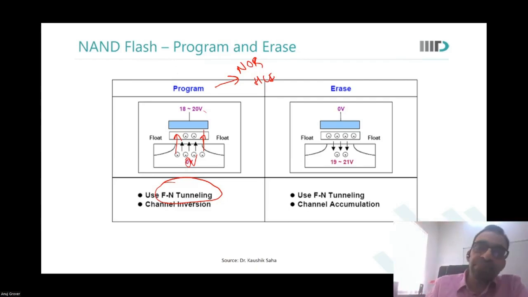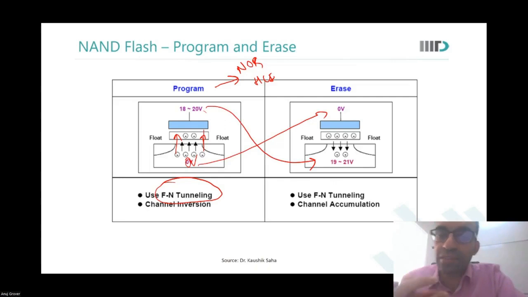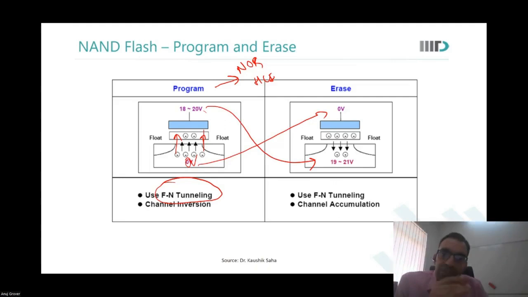If you want to erase, you simply change the connection. 0 goes on to the control gate and 18 to 20 volts, something of similar order, goes on to the bulk. So all the electrons are thrown out from the floating gate into the bulk again.